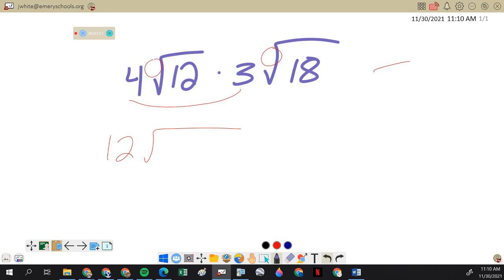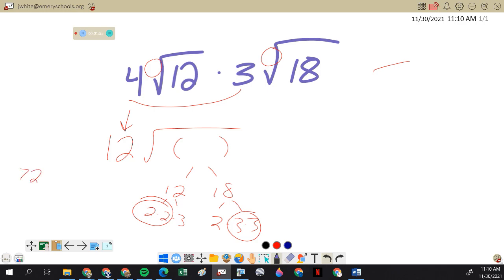Why do I not care? I'm just going to factor it. Whatever it is will be 12 times 18. 2 times 2 times 3. 2 times 3 times 3. Can I pull anything out? A set of 2's and a set of 3's, which is 6. So the 6 comes to the outside and multiplies by 12. 72 times the square root of 6.